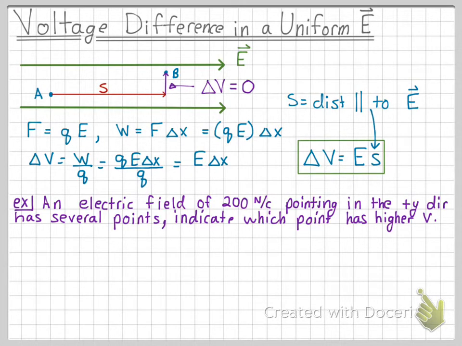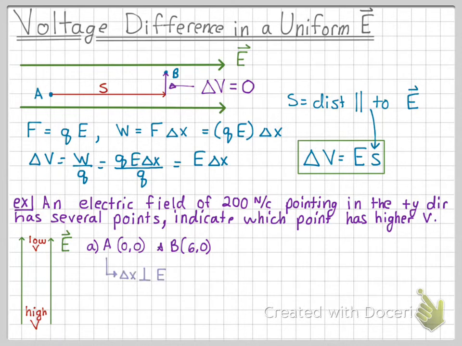Let's do an example. An electric field of 200 Newton coulombs points in the positive y direction and has several points. Indicate which point has a higher voltage. So this is what our electric field looks like. And our points are A at (0, 0) and B at (6, 0). We see that the y-coordinate didn't change between these 2 points, so therefore our S value is going to be equal to 0, and the voltage difference between these 2 points is also going to be equal to 0.